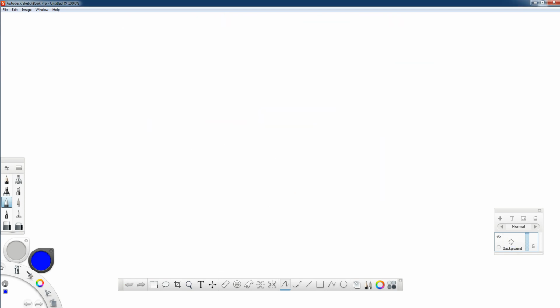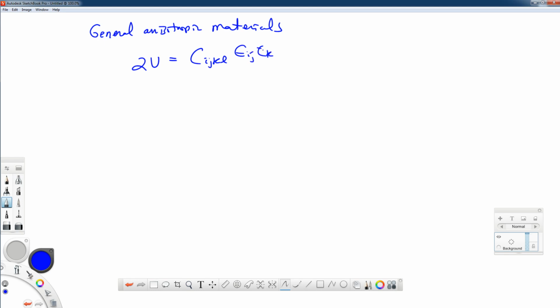Now we did start off talking about general anisotropic materials. And in which case we would have something that looks like this. 2U would be equal to Cijkl epsilon ij epsilon kl. And then the conditions on being positive definite are controlled by determinants of various submatrices of Cijkl.